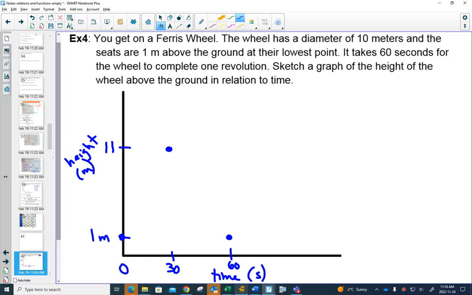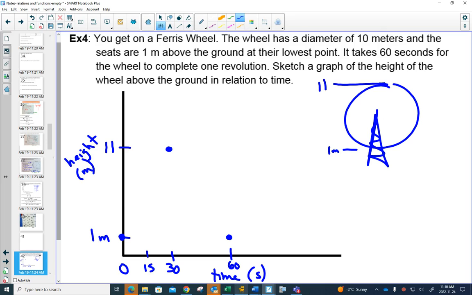Where would you be at 15 seconds? And sometimes it's nice to draw a picture of it. Here's the Ferris wheel. We're starting 1 meter above. At the very top, this would be at 11 meters. Here you are, all happy, on the Ferris wheel. We're saying that if it takes 60 seconds to go all the way around, 30 seconds you would be at the top. Shouldn't do that.